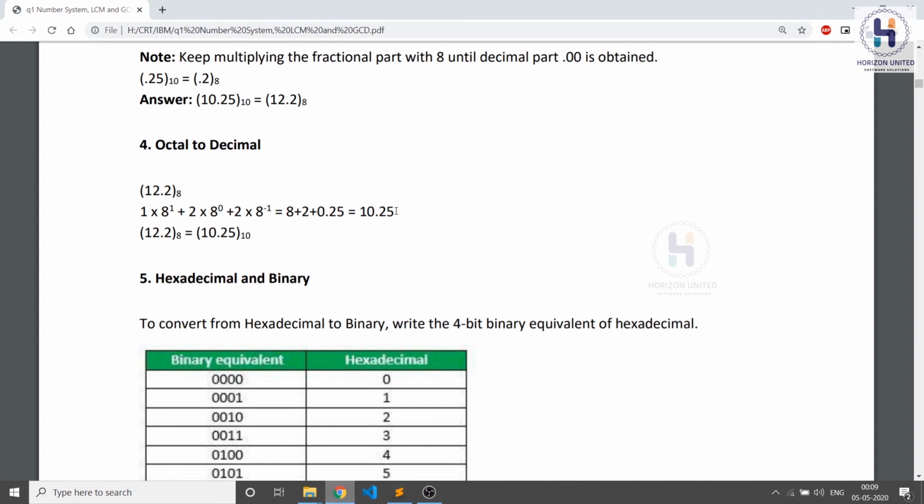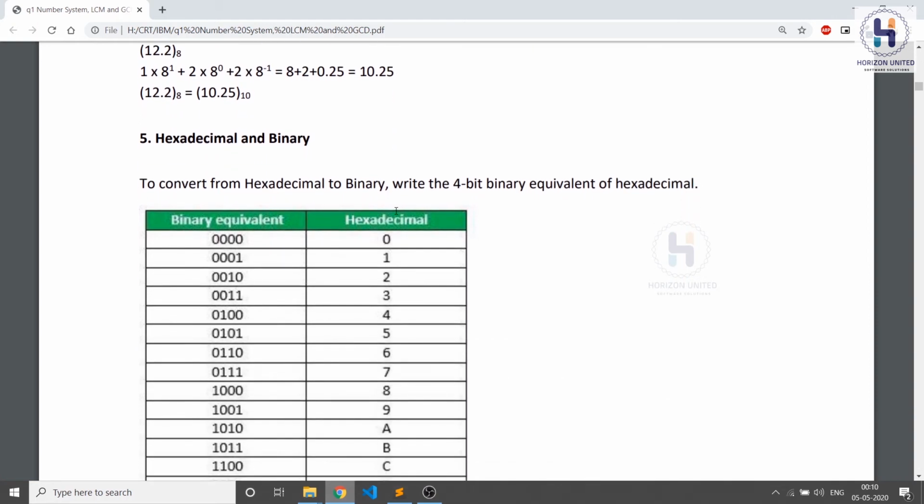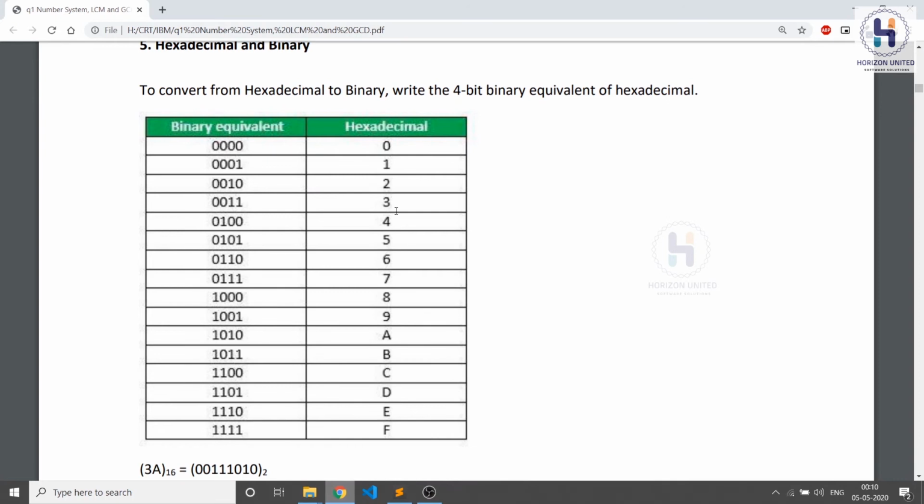Now the next one is pretty different, which is hexadecimal and binary. Hexadecimal, you already know. In hexadecimal, it consists of a different representation: 0 1 2 3 4 5 6 7 8 9. After 9 you will have A B C D E F, right? The next proceeding number will be 11, 12 and so on, right?